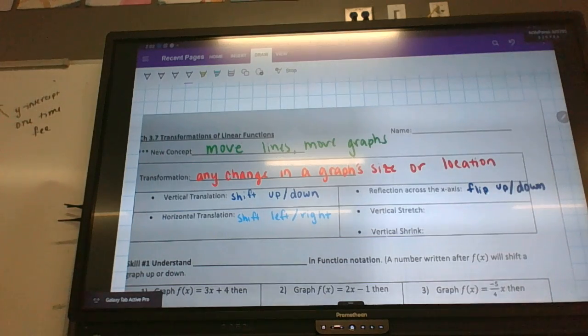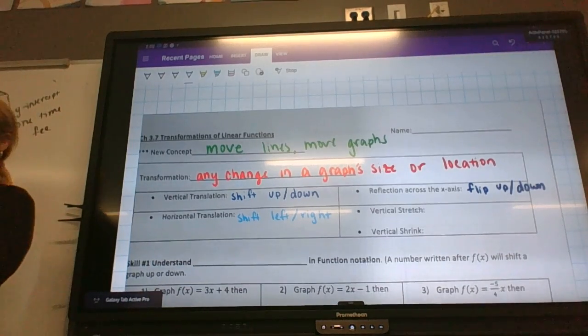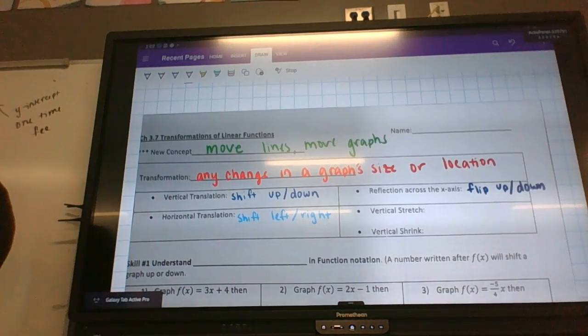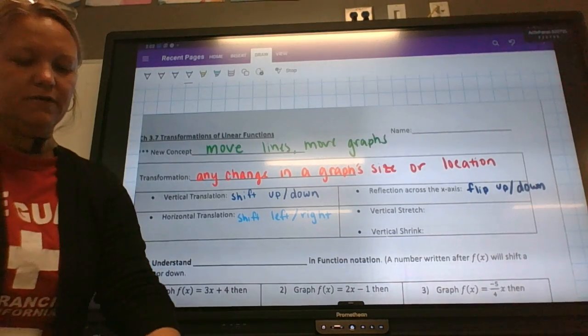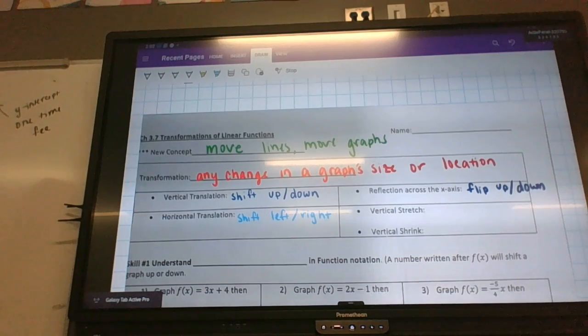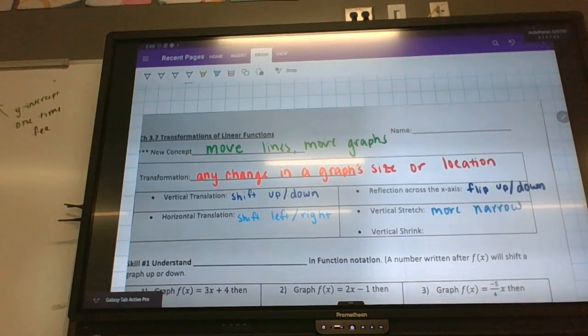A vertical stretch is like if your graph was a rubber band and you were to pull it up, it would make it taller and skinnier. You may have heard this before called a scale factor, but a vertical stretch pulls the graph up, making it more narrow. So the stretch vertically goes up, making it skinnier, like pulling your rubber band up. It makes the slope more steep, really.